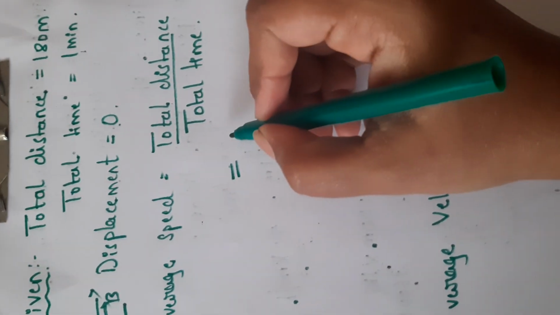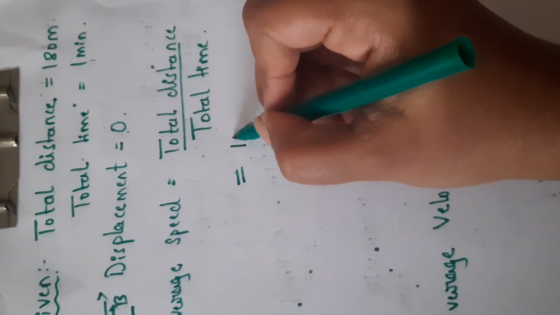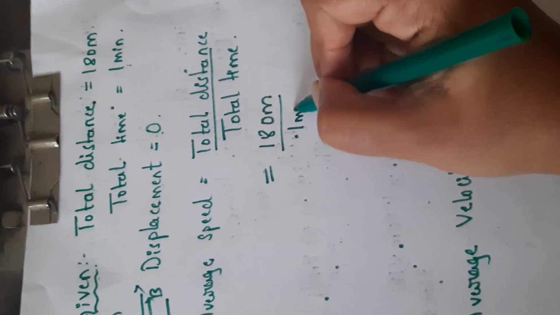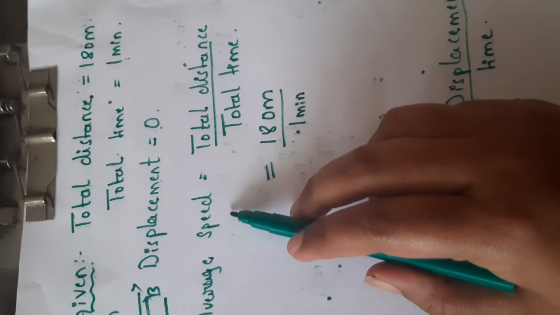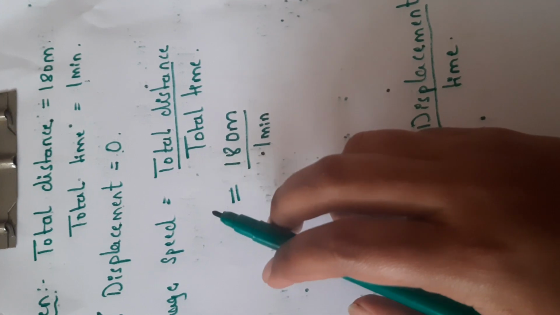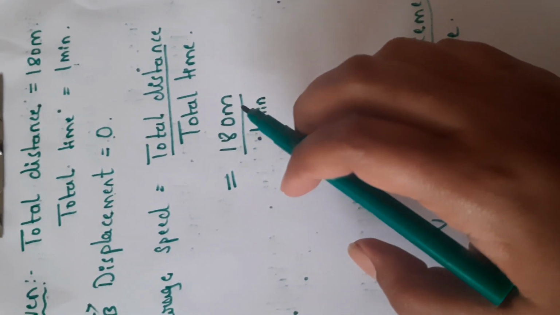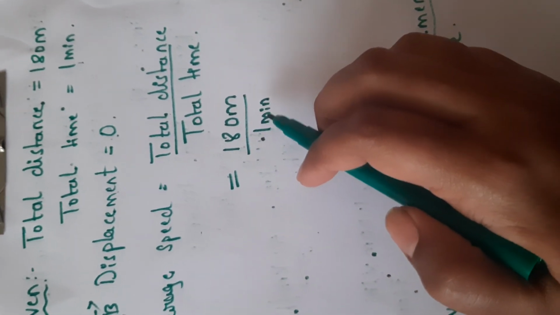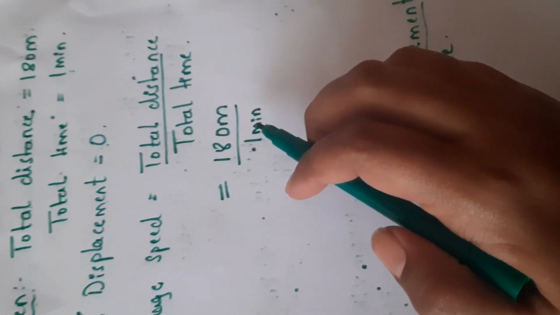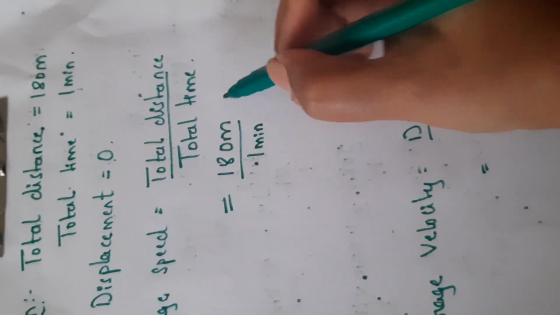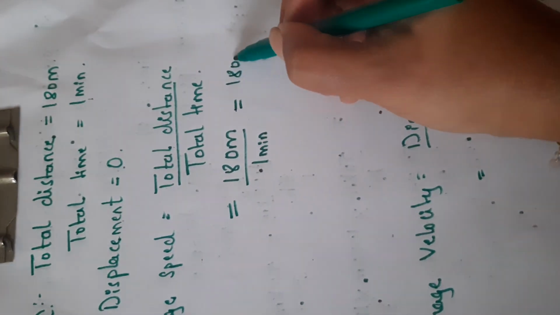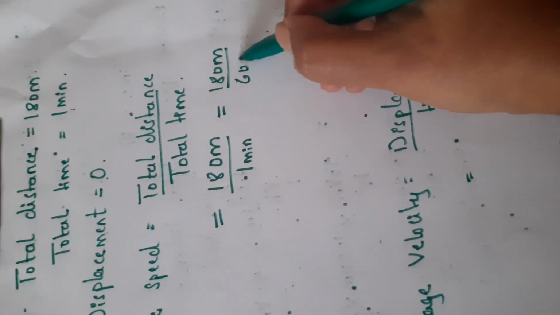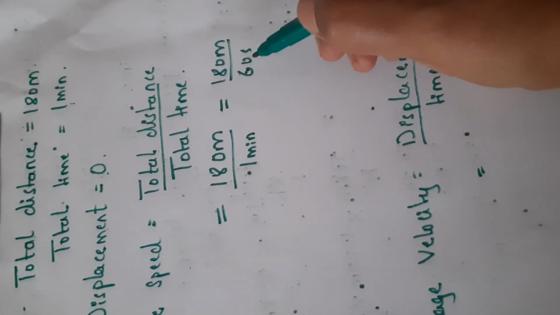So it is very clear, total distance is 180 meter, total time is 1 minute. See, speed, you have to keep it in terms of kilometer per hour or in meter per second units. Here distance is in meter but time is in minutes. So what you have to do is simply convert it into seconds. Very simple. 180 meter as it is, let us write. We want 1 minute to be written in seconds. 1 minute is how many seconds? Very simple. 60 seconds. So 180 by 60.